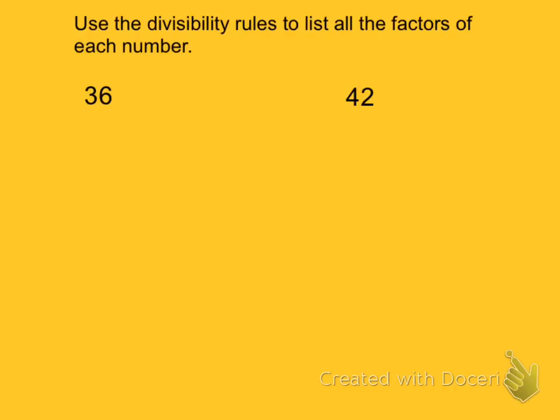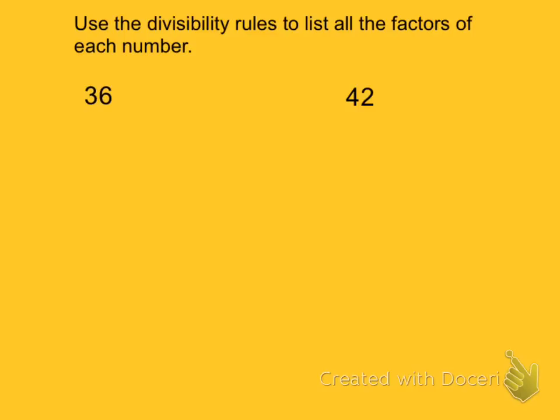So we're going to try two numbers here. We're going to use divisibility rules to list all the factors of each number. If you'd like to try it on your own, pause the video, do it, and then unpause it to check your answers. If you need help, just follow along and take notes and do them with me. So we're going to start with 36.